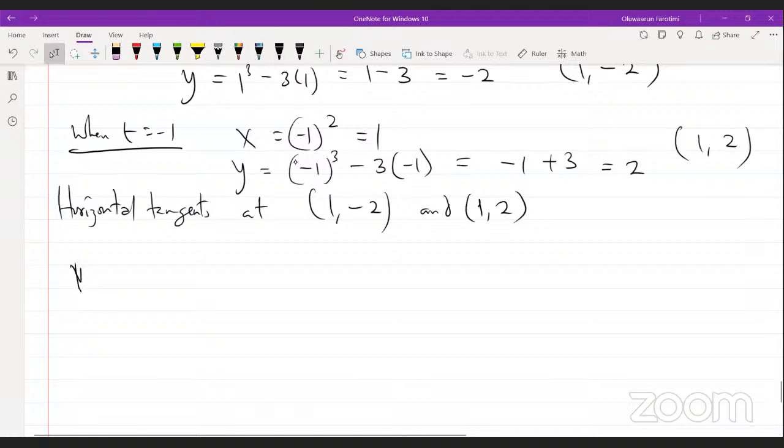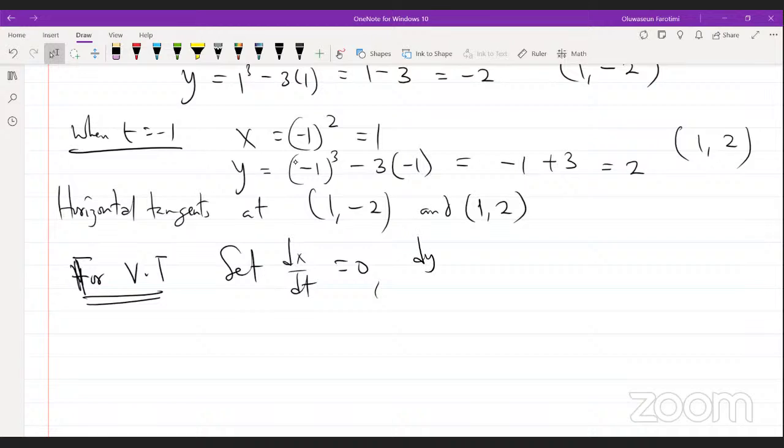All right, so what about vertical tangents? For vertical tangents, we set dx/dt to be 0, and we say that this has to be non-zero. So what was our dx/dt? That was just 2t. Set this equal to 0. This is the easiest, guys. t is just 0. So you do the same thing, plug it back into the original.